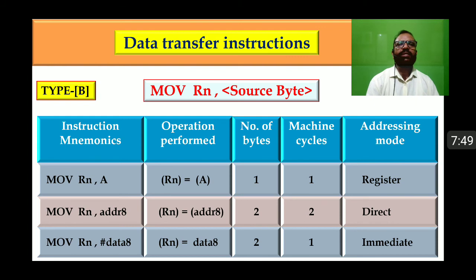The next instruction is MOV Rn, #data 8. Hash data means immediate, 8-bit data. 8-bit data in hex can be from 00 hex to FF hex. So any immediate data which is part of the instruction, that is in the second byte of that instruction, is copied into the Rn register, where Rn means R0 to R7. This instruction again requires 2 bytes and 1 machine cycle, and of course the data is immediately available in the instruction itself. So the addressing mode is immediate addressing.